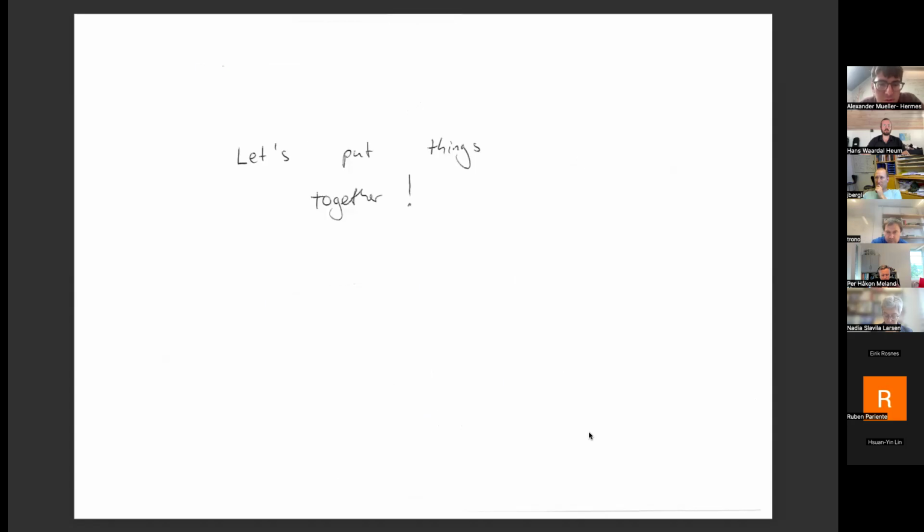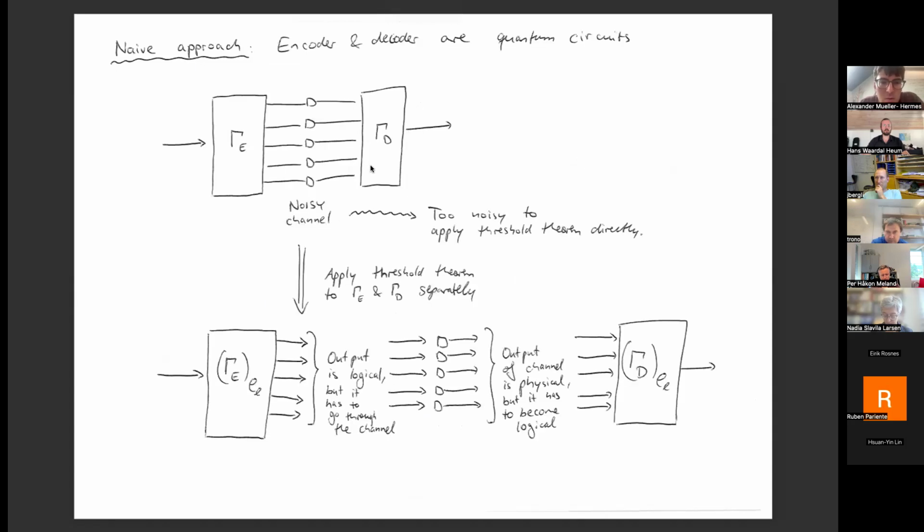So let's put these things together. The naive approach is, I think, the following. You can choose your encoder and the decoder to be quantum circuits. They will in general not be efficient, as I said. They might be exponentially long quantum circuits, but this is maybe less important if you focus on the problem of determining a rate.